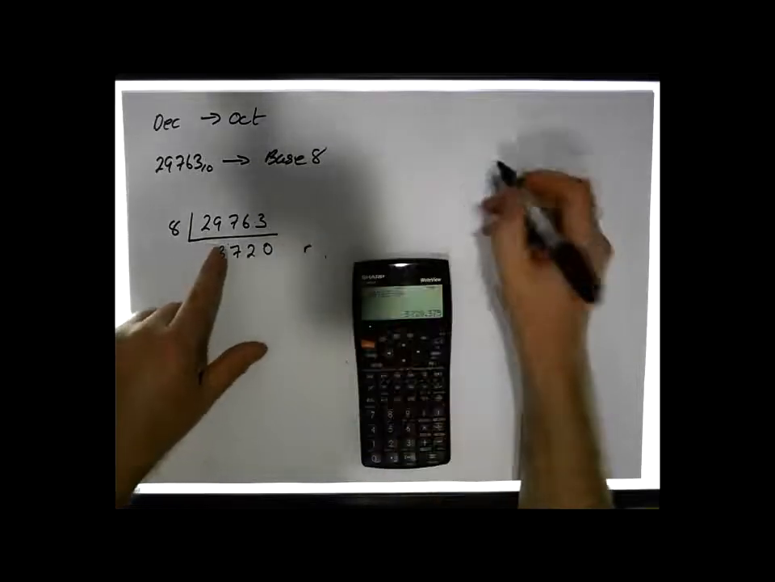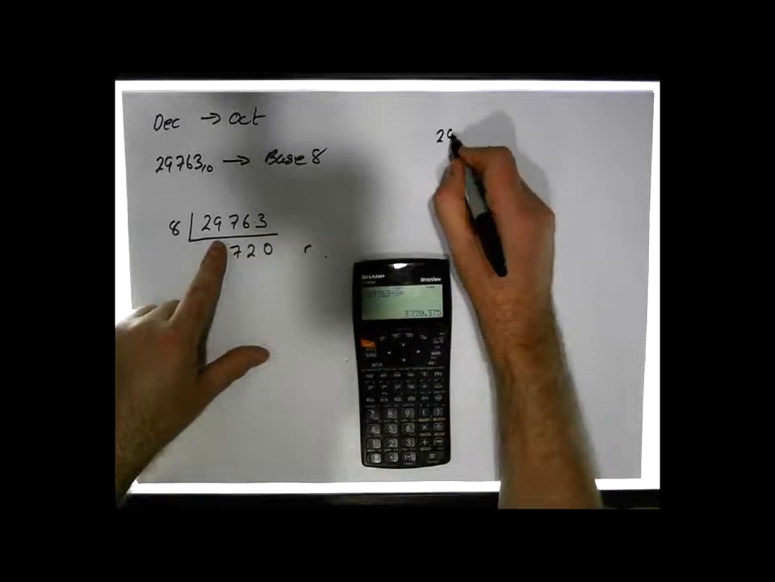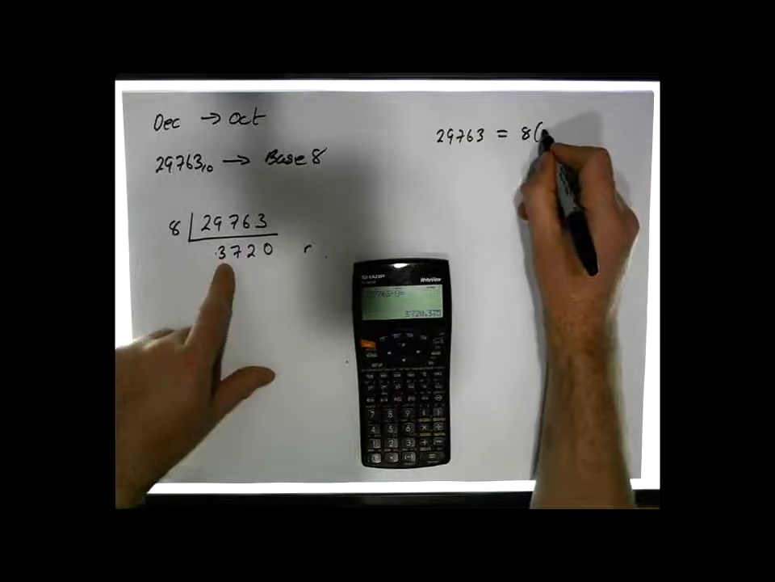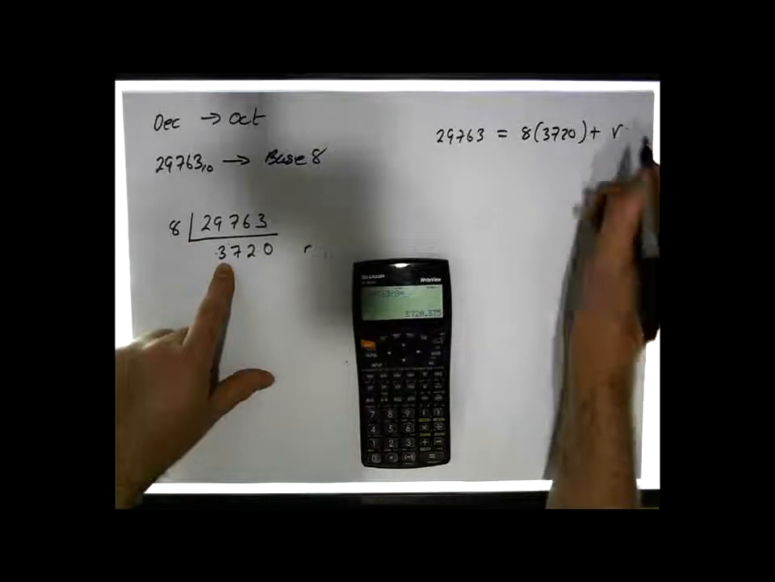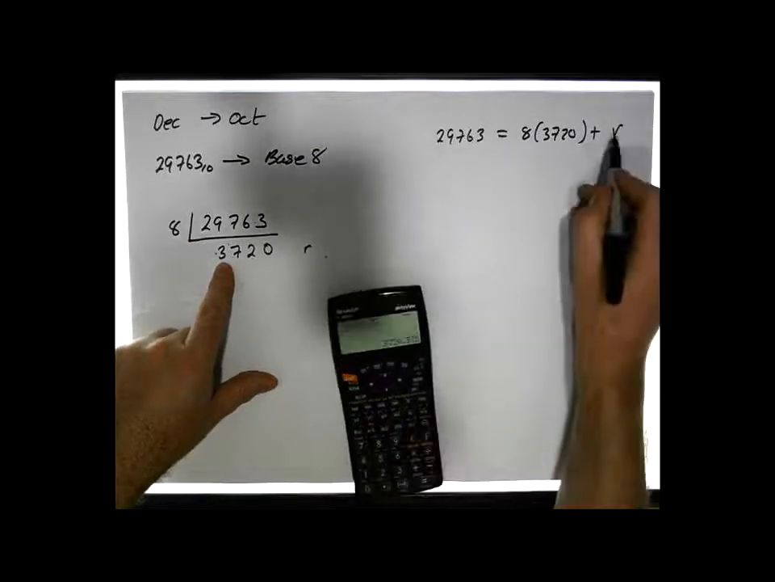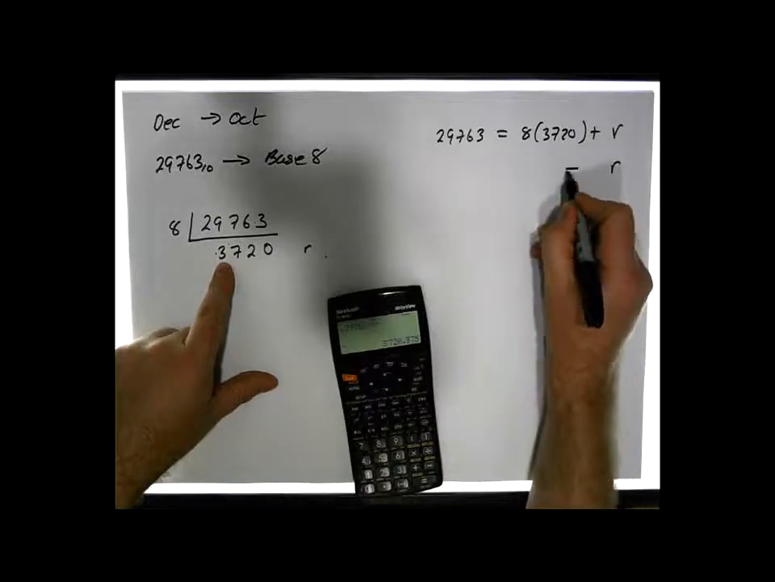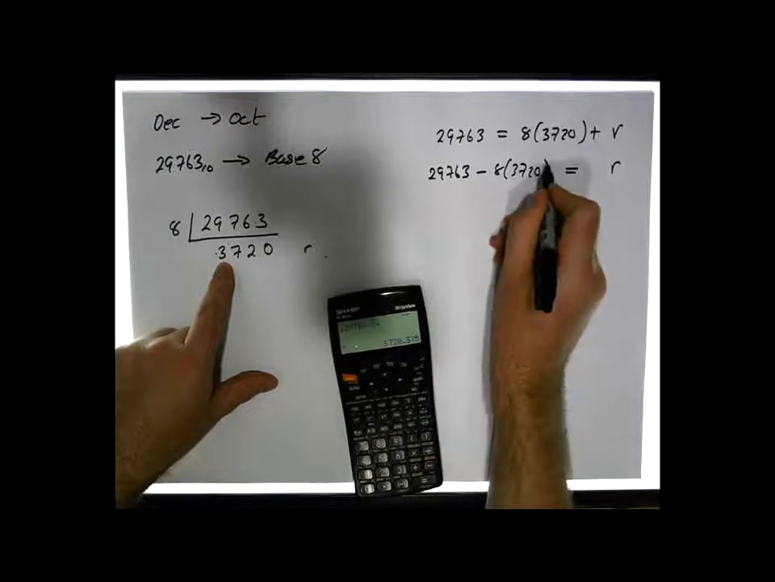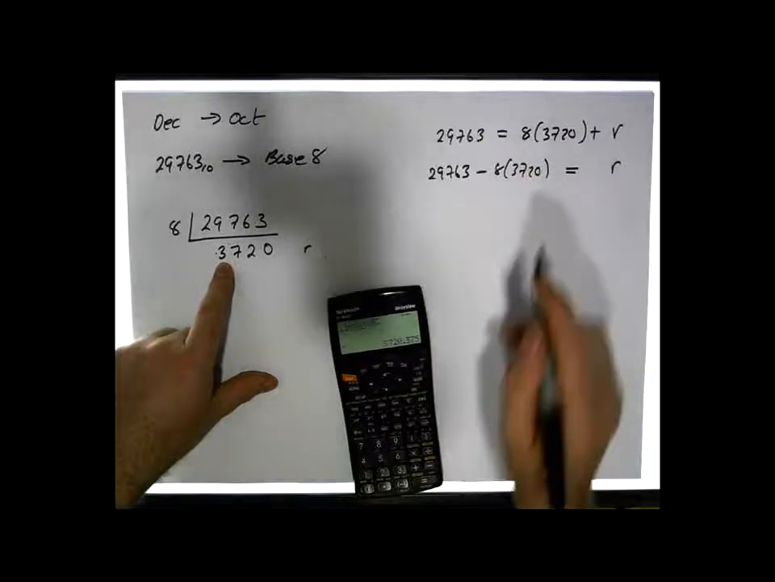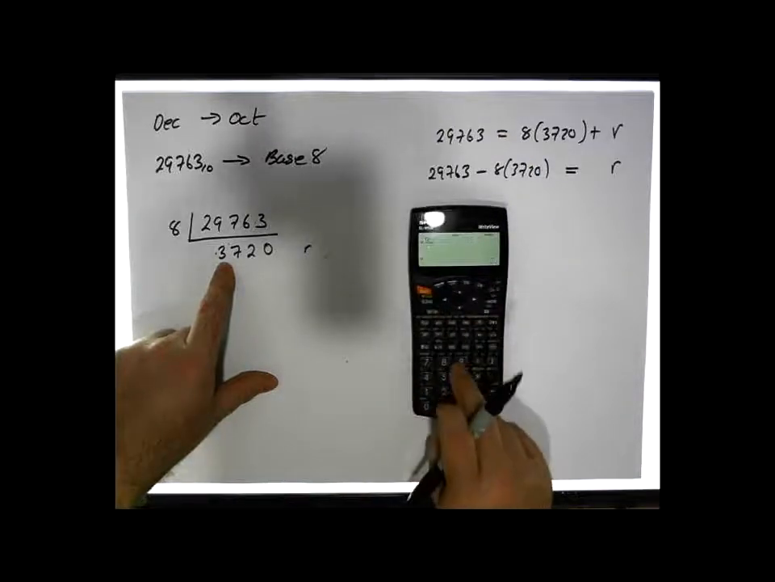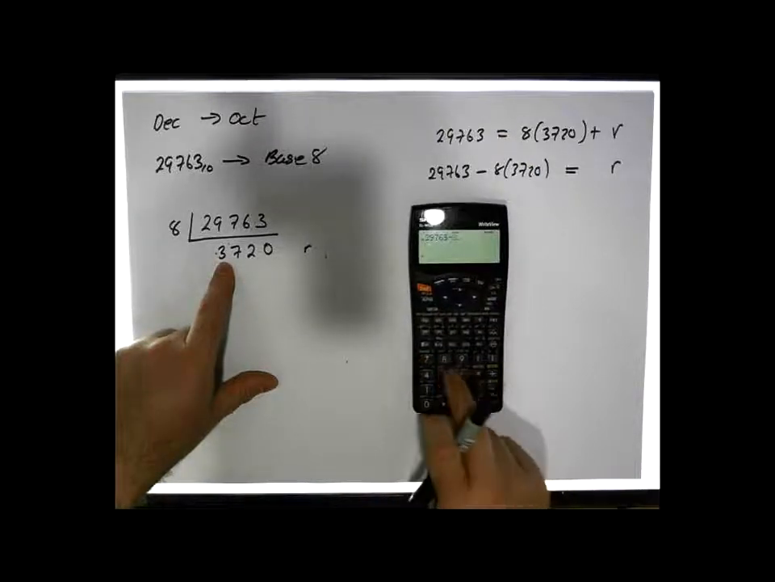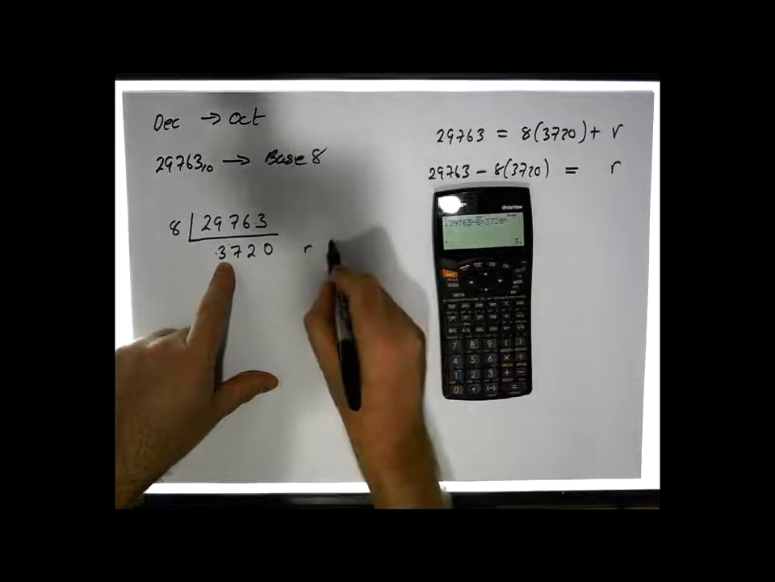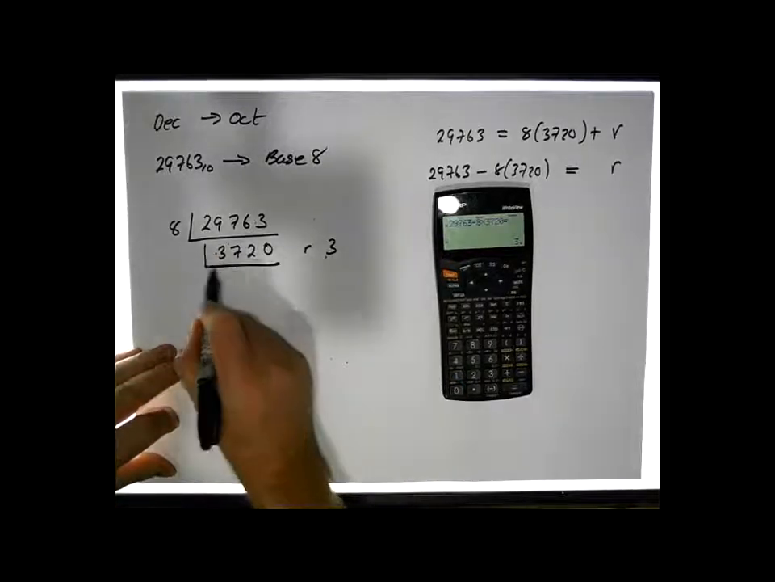Well, if you think about it, what we're saying is that 29763 must be equal to 8 times 3720 plus some remainder. That was what the division algorithm was all about. And what is the remainder? Well, the remainder must be equal to 29763 minus 8 times 3720. If I take this and bring it over to this side of the equals, it flips sign. Okay? So now we have 29763 minus 8 times 3720 gives us a remainder of 3. Okay? We take this number now and we divide by 8.